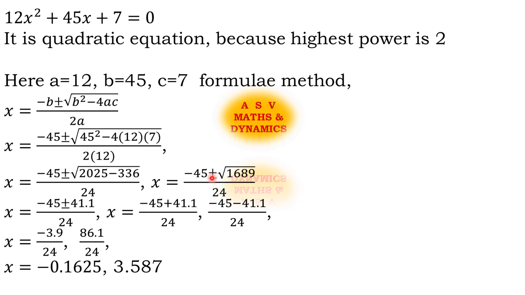Now if you simplify, it is one plus term and one minus term, so I am writing x is equal to negative 45 plus only. So this is our value. Here minus only, this is our value. After simplifying, this is one value, this is another value. Now if you use the calculator or simplify, these are the two values.